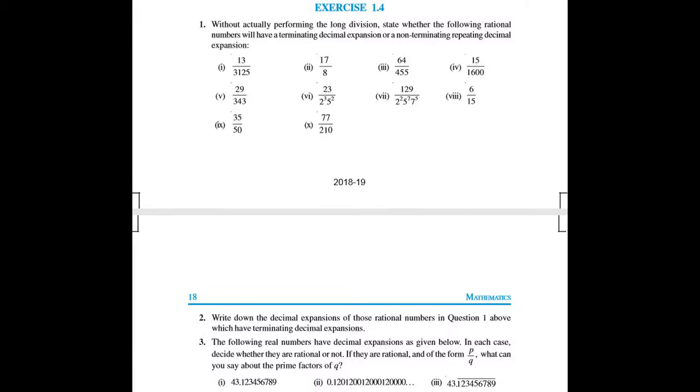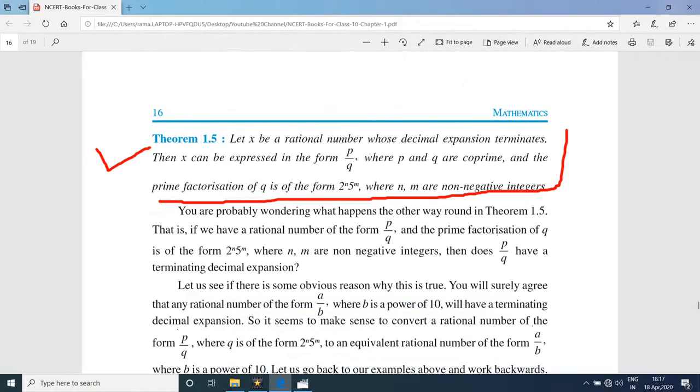Hello friends, today we will discuss exercise 1.4 of CBSE class 10 real numbers. In the last video we discussed three theorems, theorem 1.5, 1.6 and 1.7. Theorem 1.5 says, if x is a rational number and it is terminating type, then x is equal to p by q, meaning q will have the form 2 raised to n into 5 raised to m.